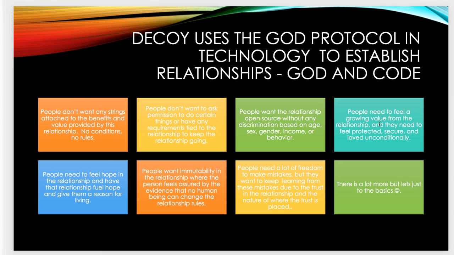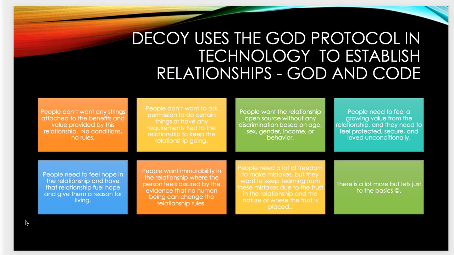People also need to feel a growing value from the relationship, and who doesn't want to feel protected, secure, and loved unconditionally? They need hope in the relationship. They want that to fuel hope and give them a reason for living. They want immutability in it, so people can't take things away, and no human being can change the rules. People need a lot of freedom to make mistakes, but they want to keep learning from these mistakes due to the trust in the relationship and the nature of where that trust is placed.